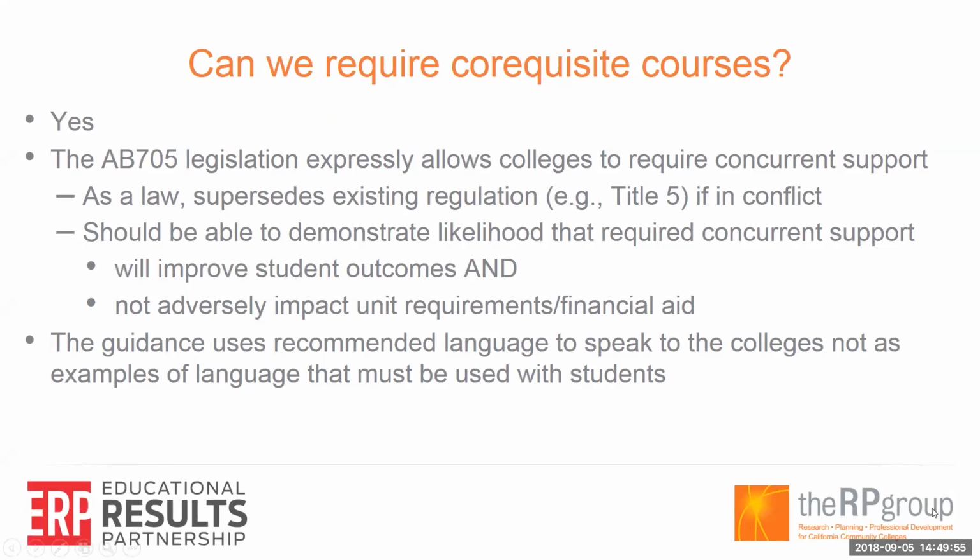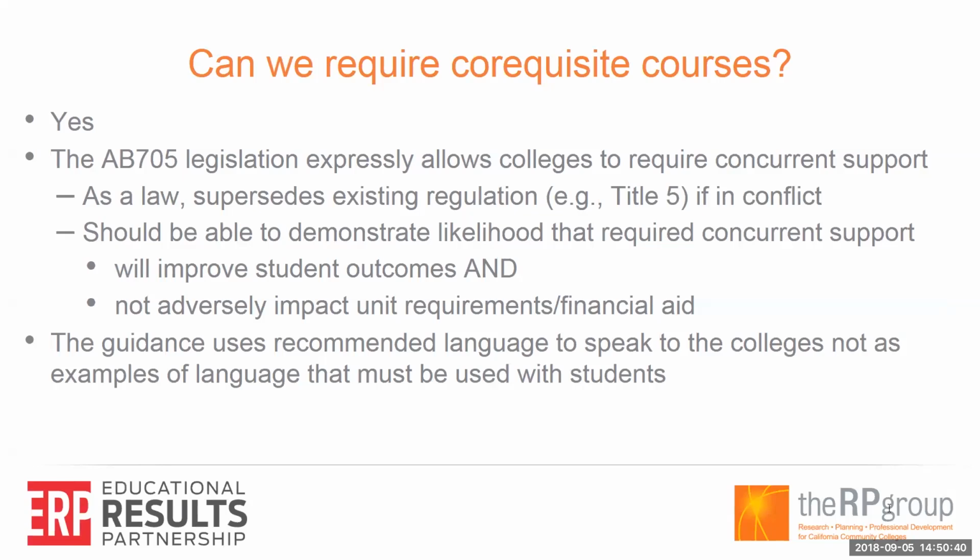Can we require corequisite courses? This comes up a lot. It comes up with some kind of questions about the law. Yes, so the AB 705 legislation expressly allows colleges to require concurrent support. And as a law, it supersedes existing regulation like Title V whenever they're in conflict, and the Chancellor's office and the academic senate are working together to make sure that we're going to iron out any inconsistencies within them. Generally, you should be able to demonstrate the likelihood that required concurrent support will improve student outcomes. That's really not that hard. There's plenty of evidence out there for the effectiveness of corequisite supports. Both CAP has it, there's national examples. So that's a relatively easy bar to clear.